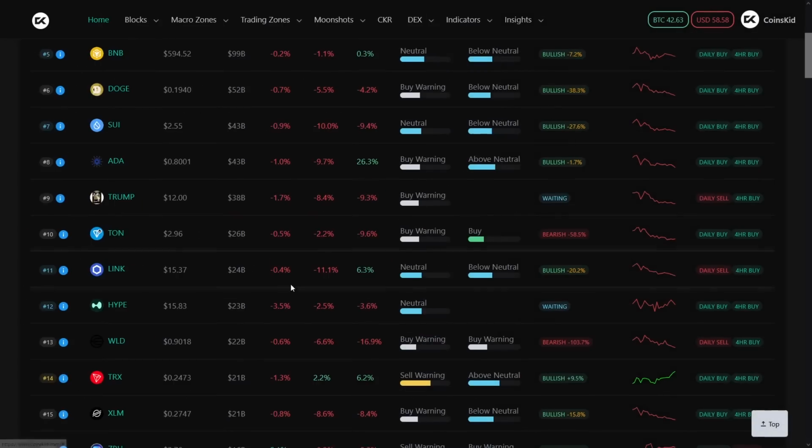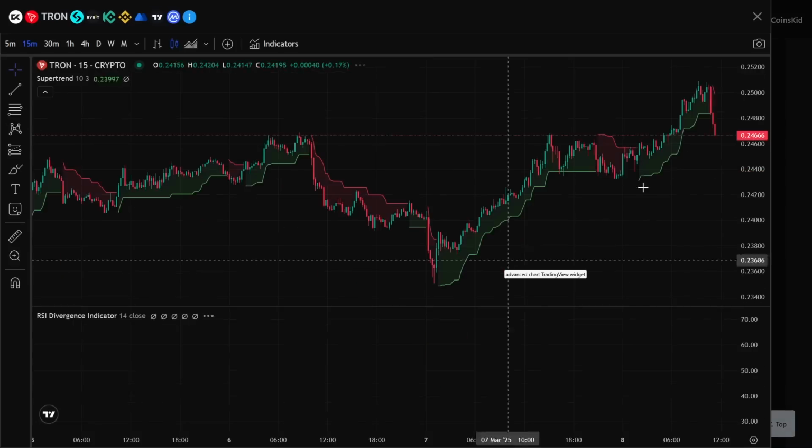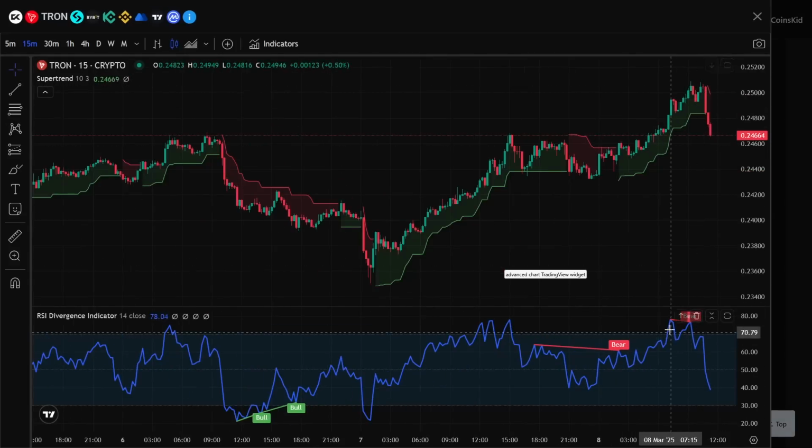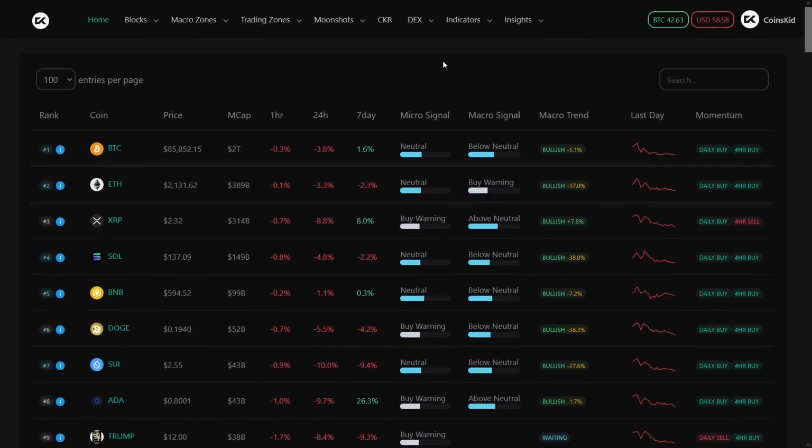Okay, let's go further down the list. We have a sell warning on the likes of Tron. Let's take a quick look at that. Look at that, overbought up here with a double bearish divergence on a 15-minute time frame after a 1, 2, 3, 4, 5 wave up, and right now this is rolling backwards, and we've got the sell warning on Tron. So that was a nice little short opportunity if you were looking at the index right there.